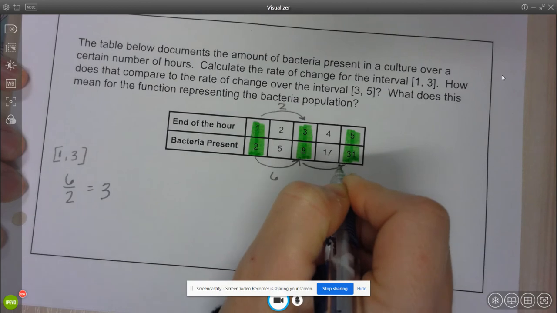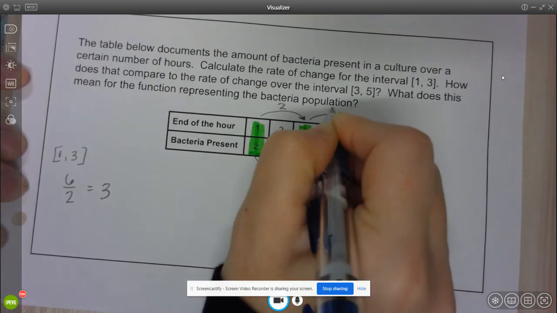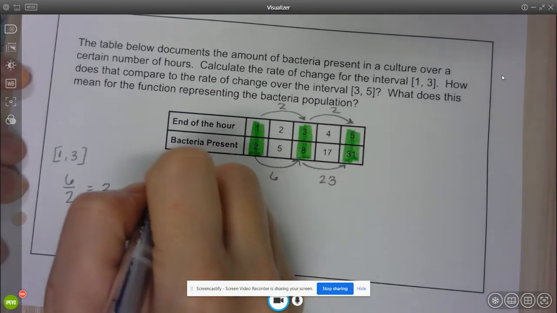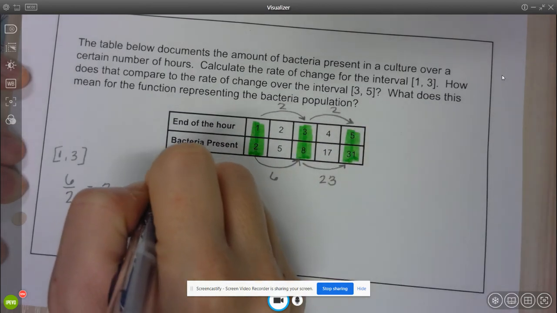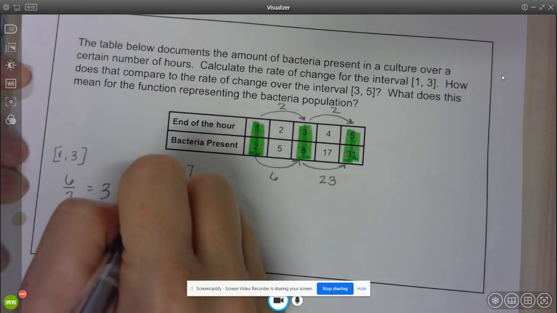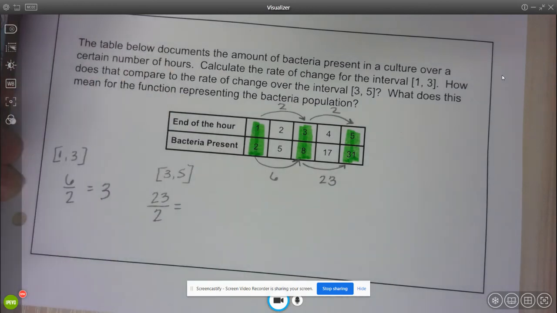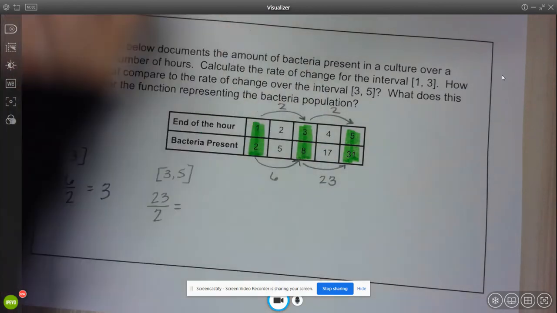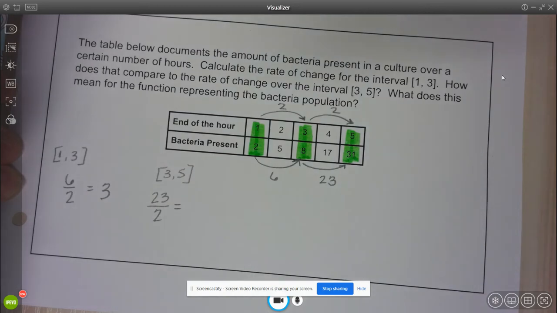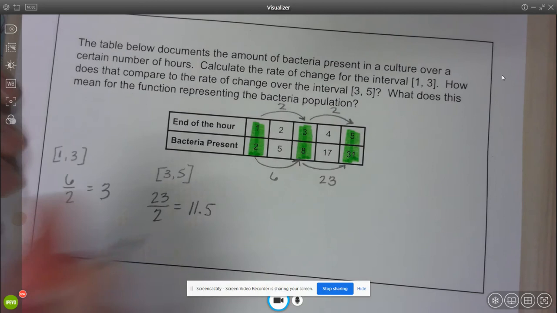8 and 31 have a difference of 23. 3 and 5 still have a difference of 2. So my 3 to 5 interval is going to be 23 over 2, which is going to simplify to 11.5.